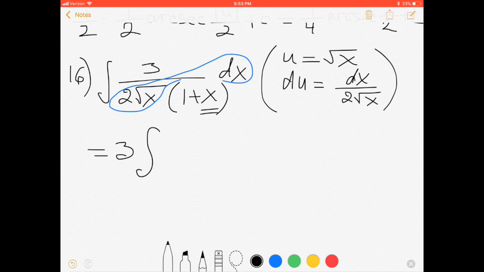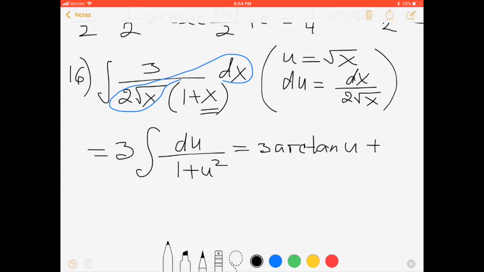This will be 3 times the integral of du over 1 plus u squared. But this is exactly arctan. Great. We have 3 arctan u plus c, or 3 arctan square root of x plus c.